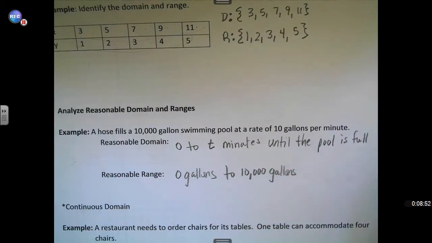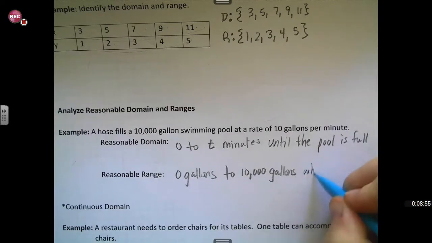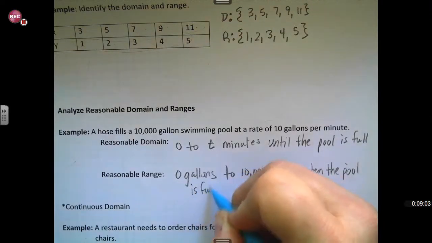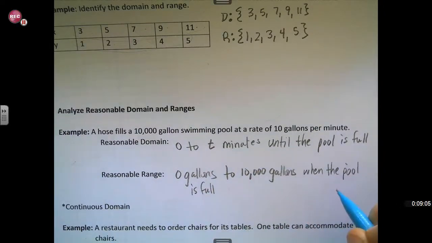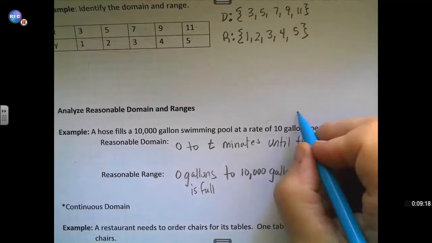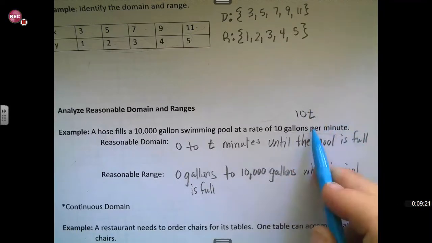And it's filling at a rate of 10 t gallons, because they gave us the rate is 10 gallons per minute. So at 5 minutes, it would be 50 gallons. At 100 minutes, it would be 1,000 gallons.